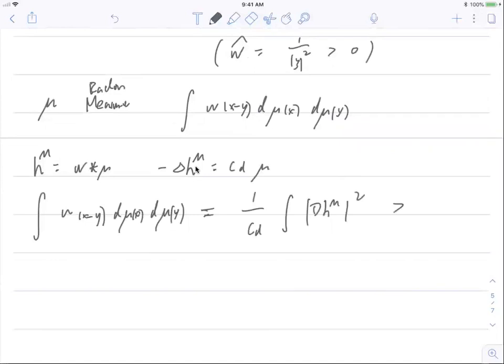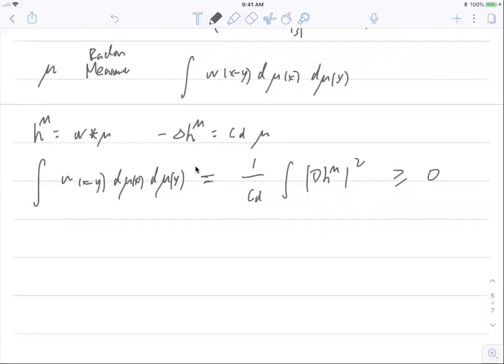So you can always say this is positive, right? It's because it's an integral of a positive quantity. How to see that? You can see this using Fourier, and you can also see it in the following representation using the harmonic representation. So how to do that?